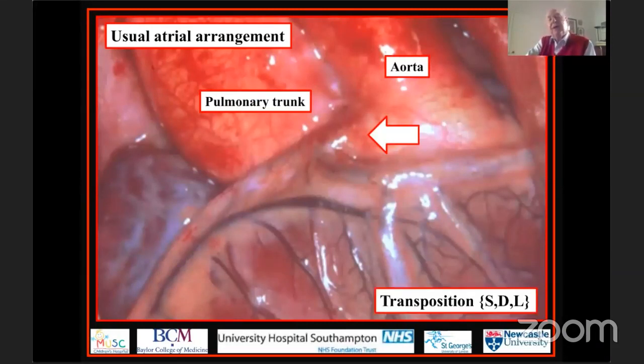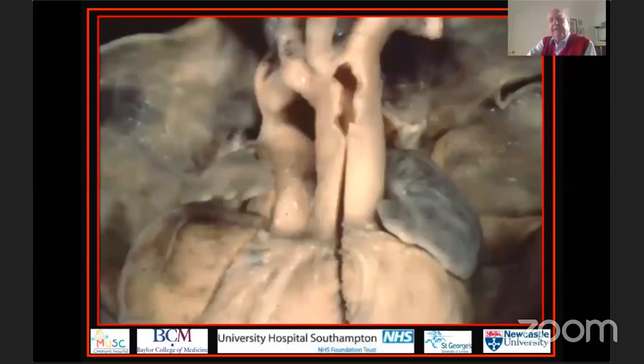Now, if Richard van Praagh was describing this entity, he would call it transposition SDL. And it is the presence of the transposition that tells you that the ventriculoarterial connections are discordant. And then the segmental nomenclature gives you the rest of the picture. So no problems when we are using van Praghian nomenclature in this fashion.